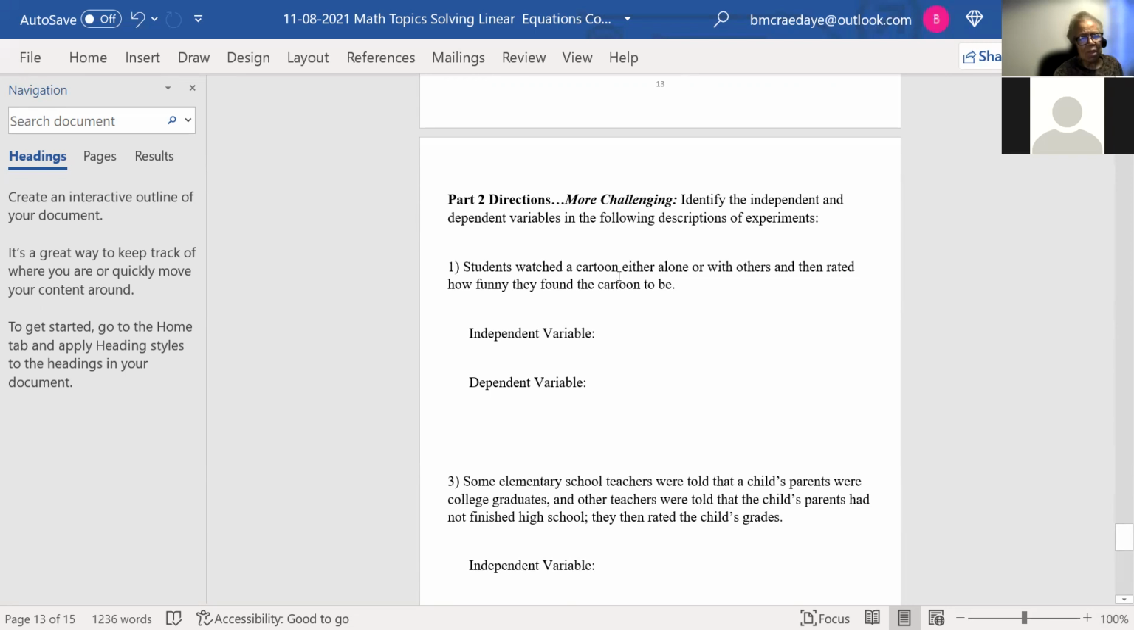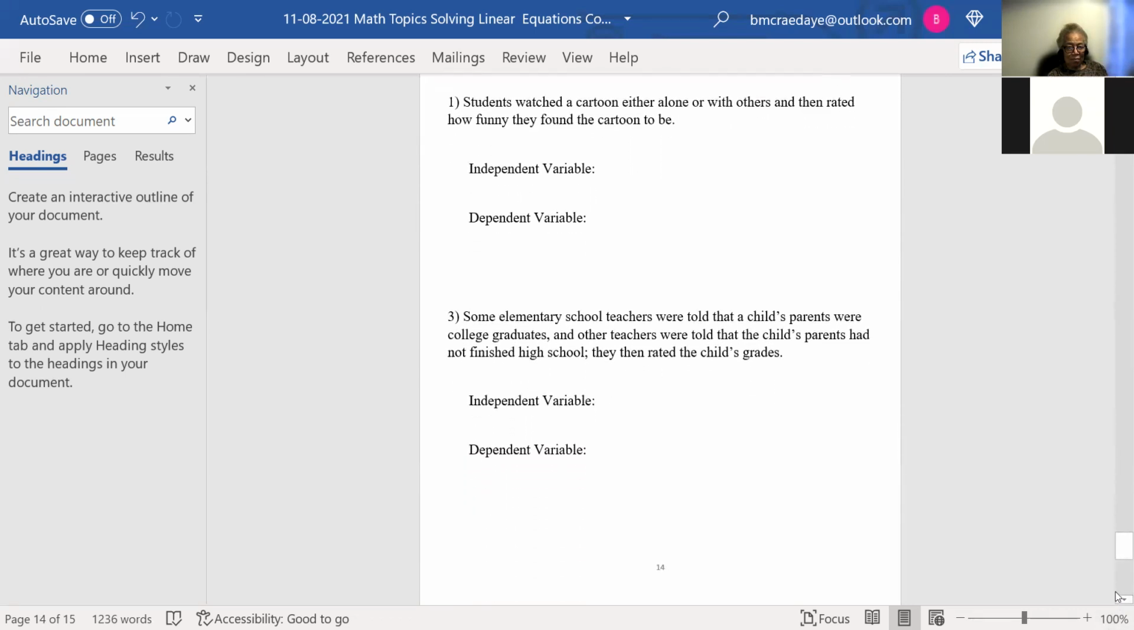Now, with this one, it could be either alone or with others. You'd really have to test it out, because one of these may not really affect the rating. All right. But the rating of how funny it is is dependent upon them watching the cartoon. Now, what about the last one?